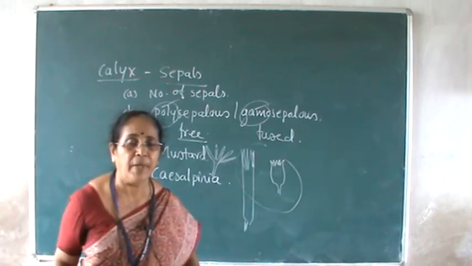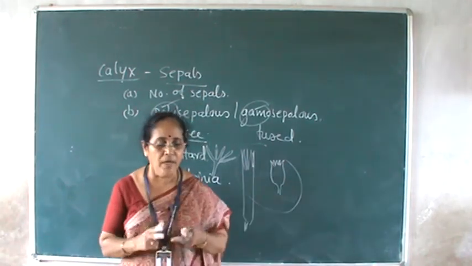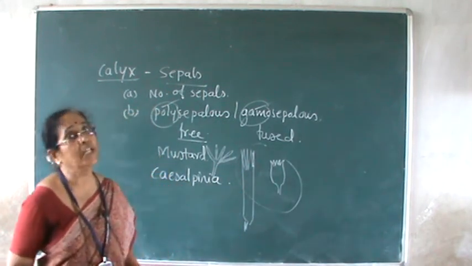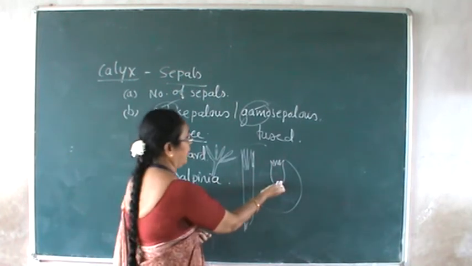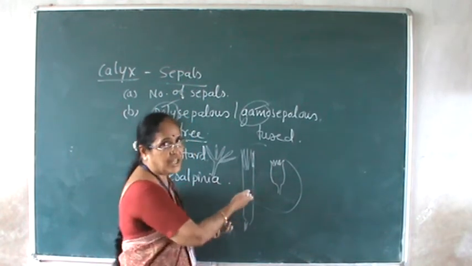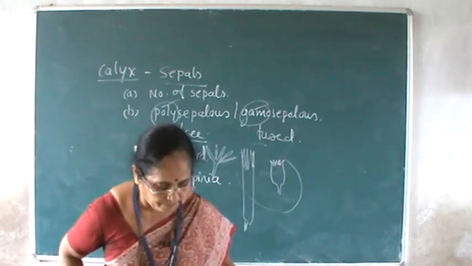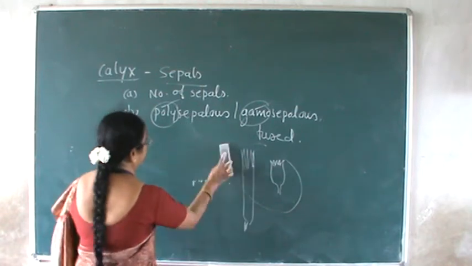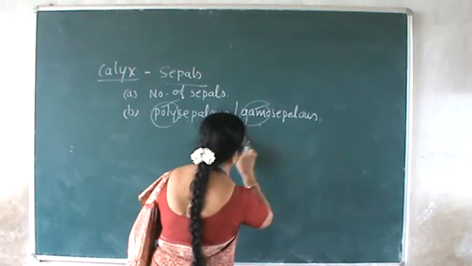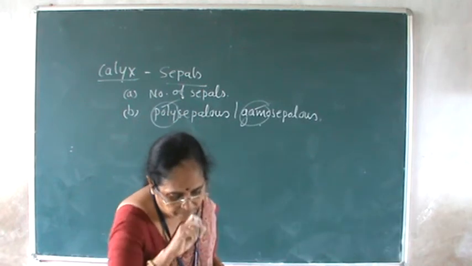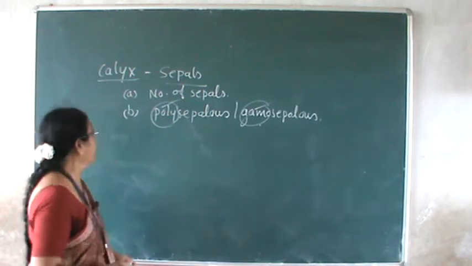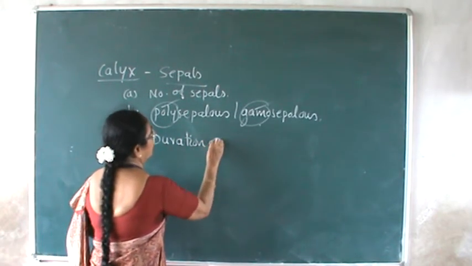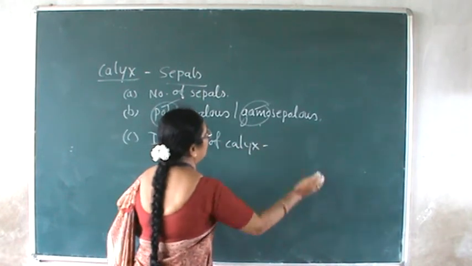After counting the number of sepals, you are going to check whether the sepals are free or they are fused. Then if they have any characteristic shape, that is to be explained. This is bell-like, okay, this is tubular. So you can explain the shapes of the calyx as well. Apart from that, the next part to be described in the calyx is the duration of the calyx. Duration of the calyx on the flower.